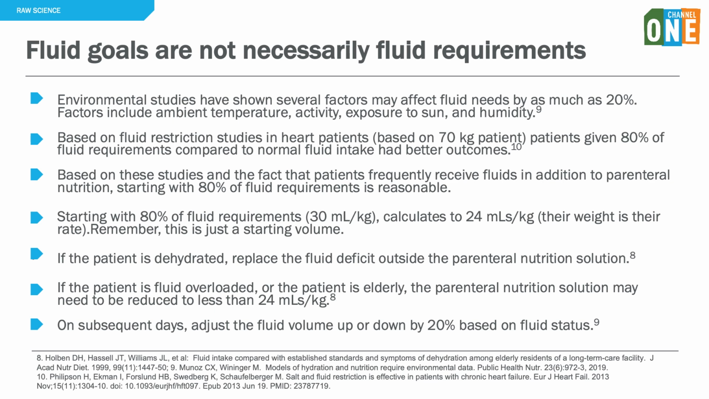So if we're starting with 80% of fluid requirements, giving 30 mL per kilo, this calculates to 24 mL per kilo, or their weight is their rate. Remember, this is just a starting volume. If the patient's dehydrated, replace the fluid deficit outside the parenteral nutrition solution. If the patient is fluid overloaded or the patient is elderly, the parenteral nutrition solution may need to be reduced further than 24 mL per kilo. On subsequent days, adjust the fluid volume up or down by 20% based on fluid status.